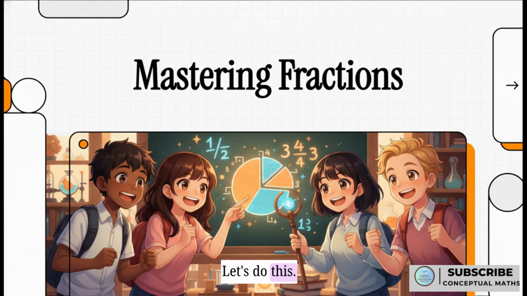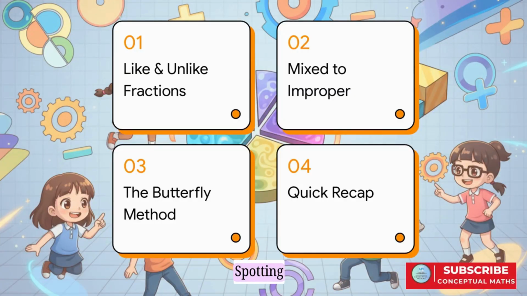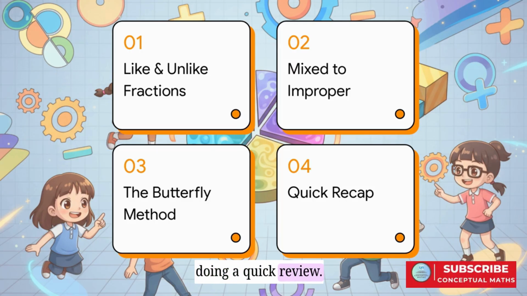Let's do this. Here's our agenda for today. We'll be covering 4 steps: spotting like and unlike fractions, converting mixed to improper fractions, mastering the butterfly method, and finally, doing a quick recap.